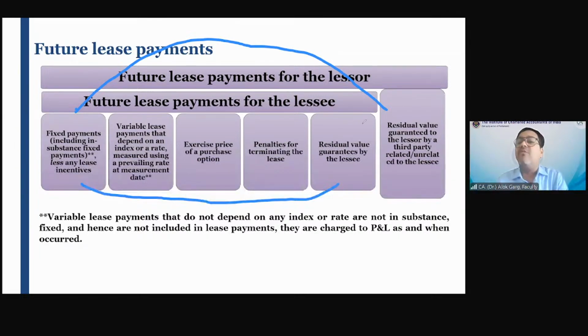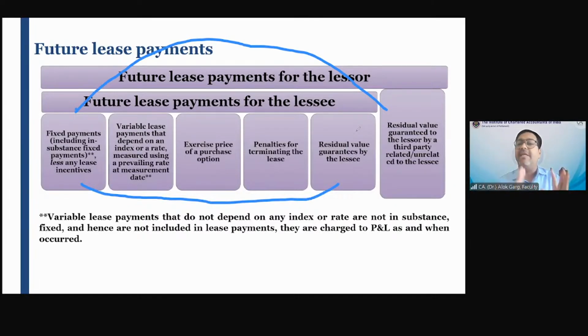Plus residual value guarantees by the lessee. So the lessor is saying that, I am giving you my asset for 10 years and you have to maintain the asset in good condition so that when I sell the asset at the end of its life, I will get at least this much amount. The lessee is saying not to worry, I am giving you a residual value guarantee. For example, 1 lakh rupees is the residual value guarantee. So whatever you receive from the market, let's say you receive 60,000 rupees, I will compensate 40,000 rupees.